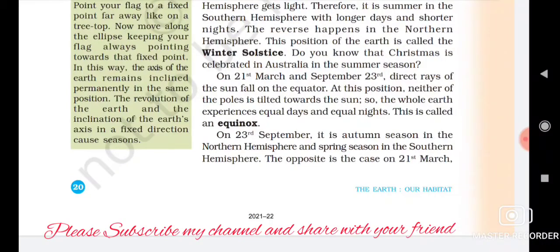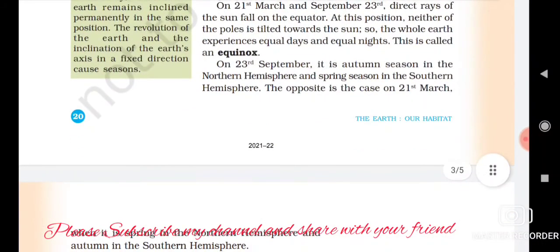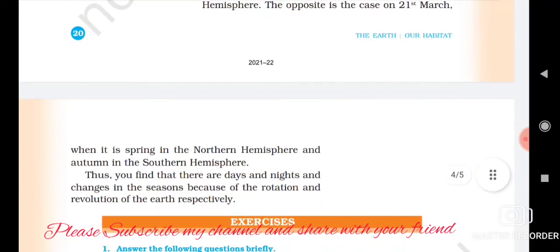On 23rd September, it is autumn season in the northern hemisphere and spring season in the southern hemisphere. And the opposite case on 21st March, when it is spring in the northern hemisphere and autumn in the southern hemisphere. That is all about the chapter.